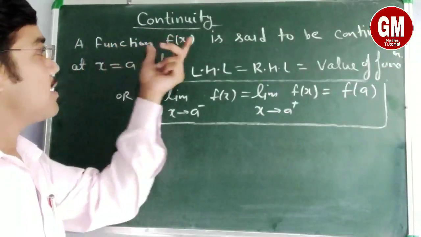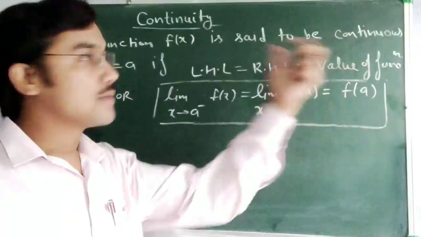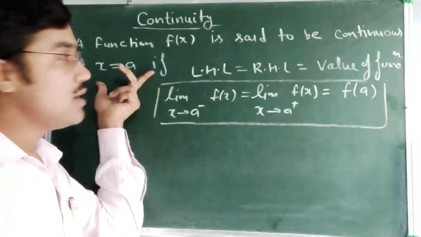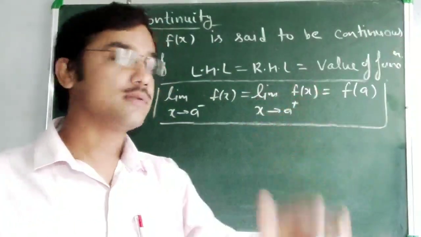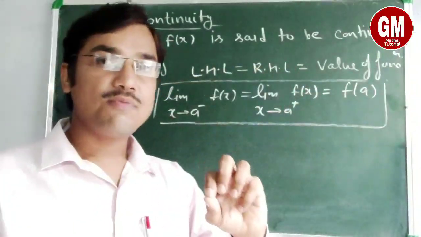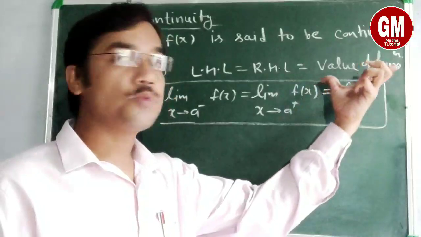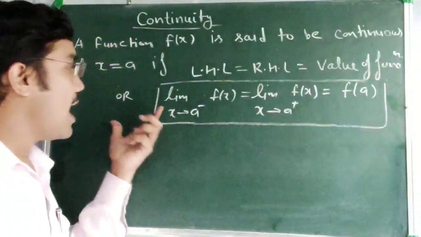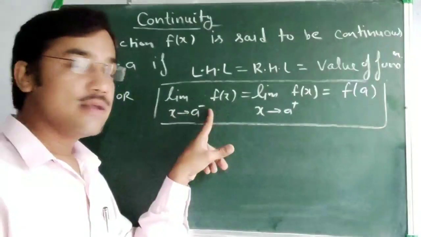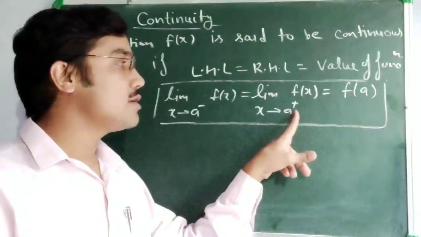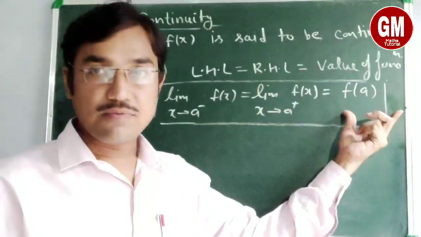A function f(x) is said to be continuous at x equal to a if LHL, the left hand limit, equals RHL, the right hand limit, equals the value of the function. That is, limit x tending to a minus f(x) equals limit x tending to a plus f(x) equals f(a).